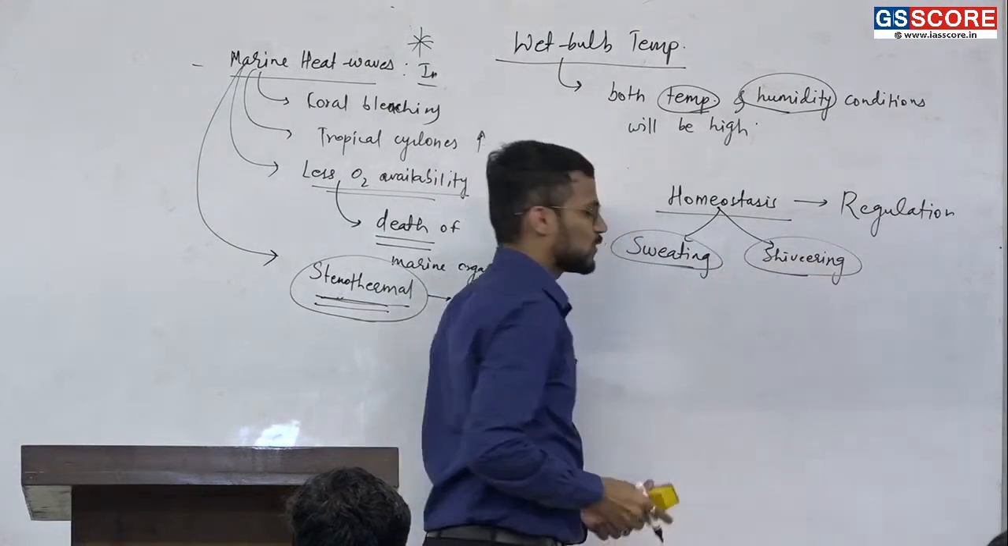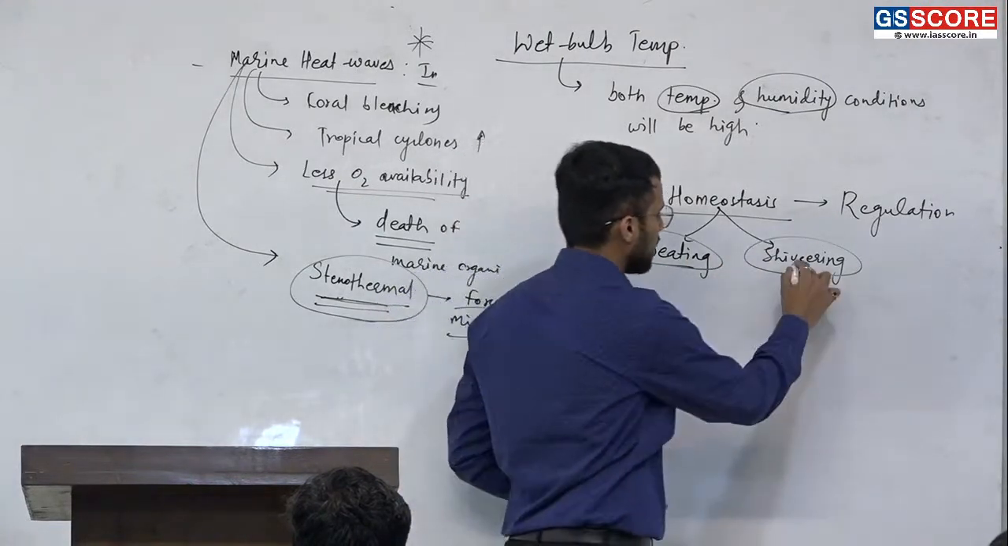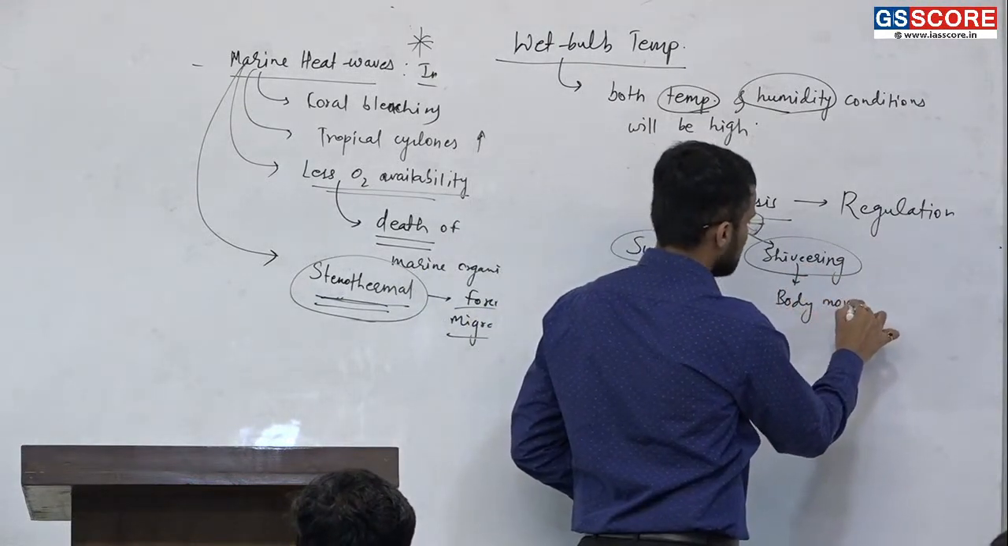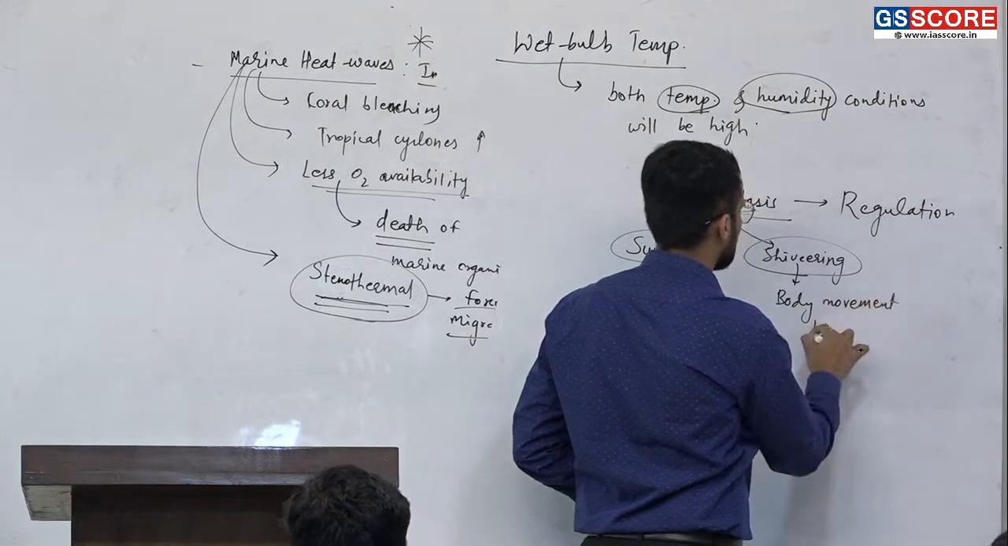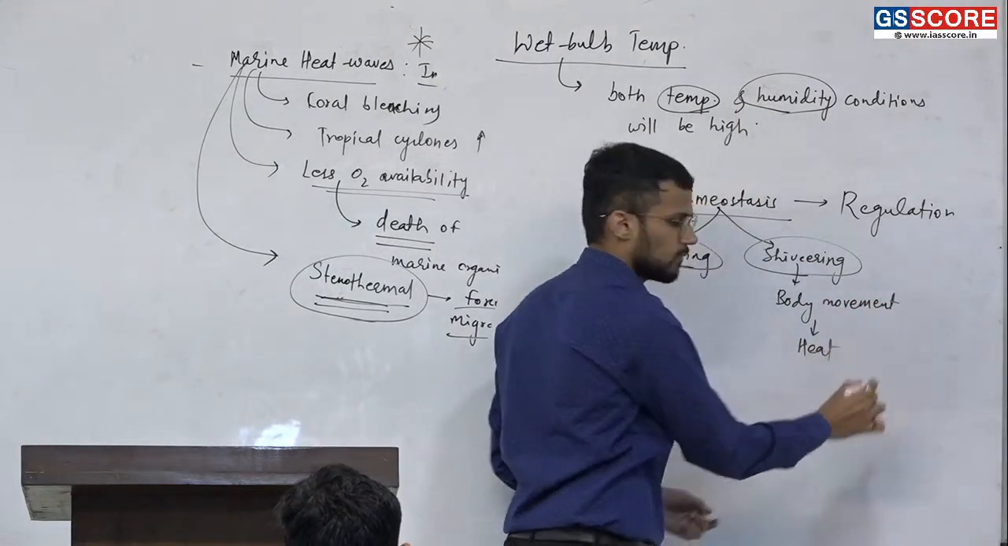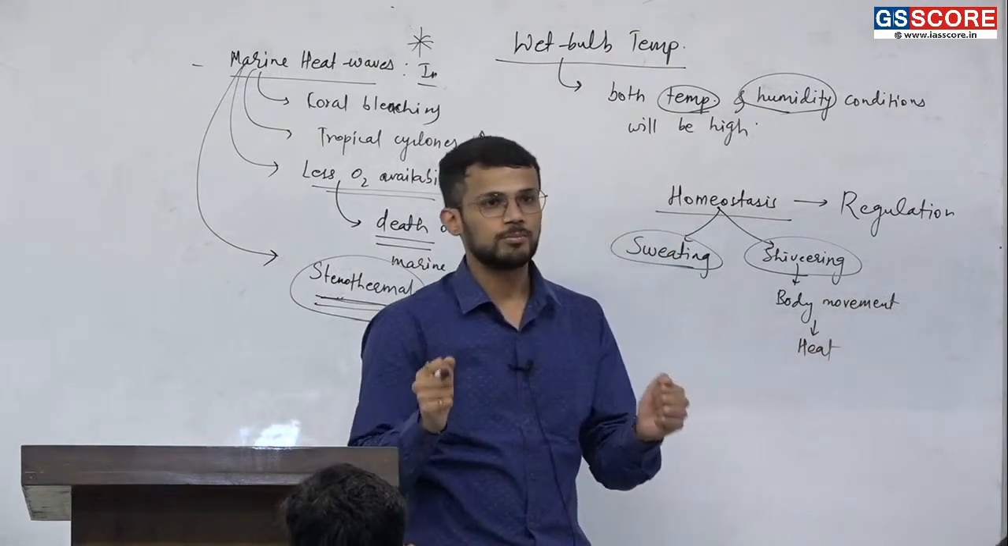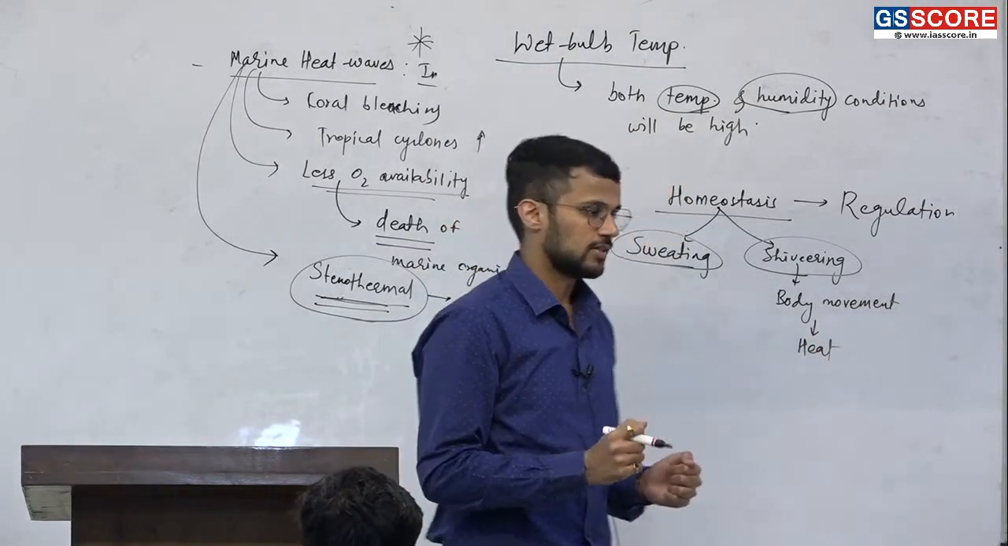No problem. So when we shiver, shivering is a kind of body movement. As the body moves, it leads to production of heat, right? And as heat is produced, we will be able to maintain our body temperature at 37 degrees Celsius.